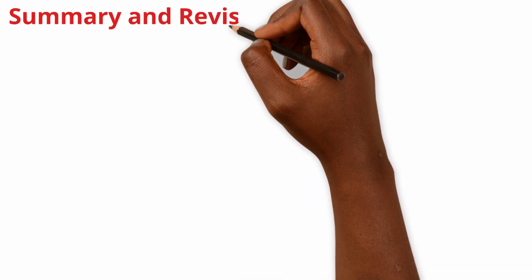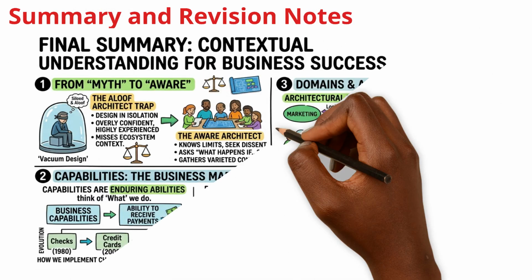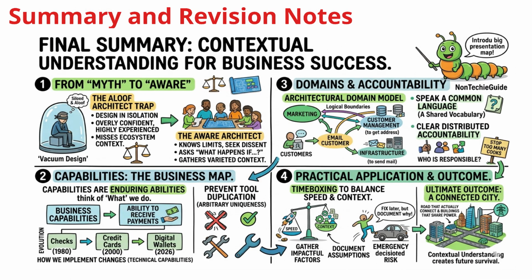We've seen that the secret to great enterprise architecture is moving from the myth of perfection to the power of contextual understanding. We avoid the aloof architect trap by choosing to be aware, collaborative, and humble. By mapping our enduring business capabilities, the what, we separate them from the ever-changing how of technology, preventing duplicate tools and wasted money. We use domain models to create a shared language and clear accountability across the company.